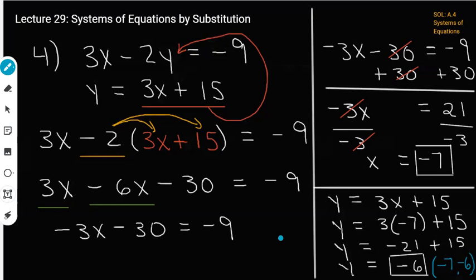So I'll leave this up there for a little while, but go ahead and try 6, 8, and 10. And you're going to do number 6 the exact same way that I did number 4 up here. And we're only doing the even ones, right?